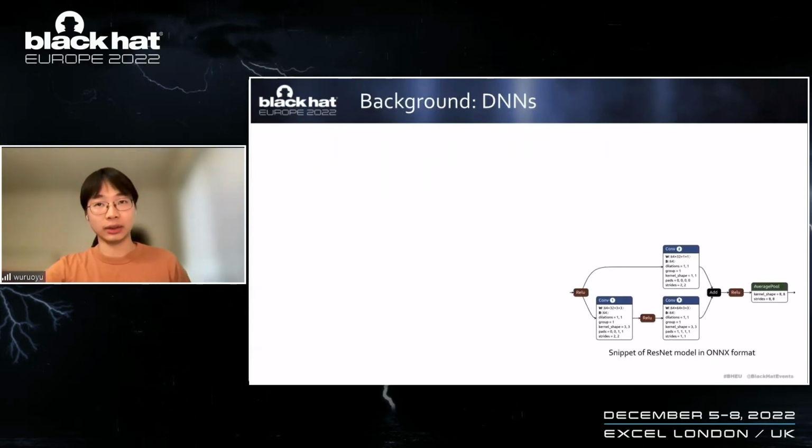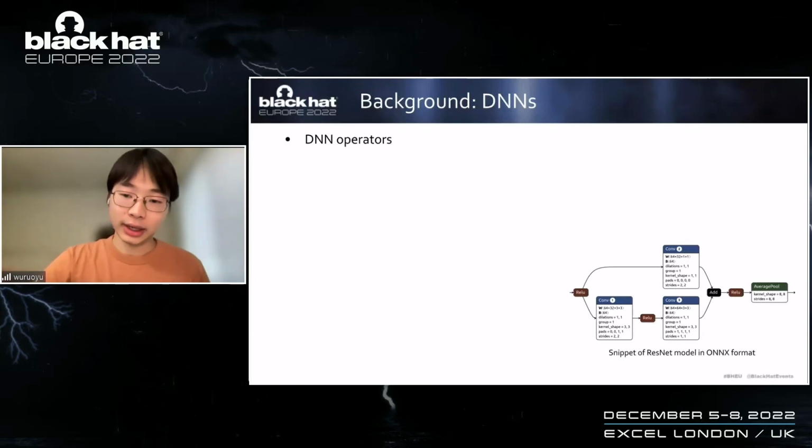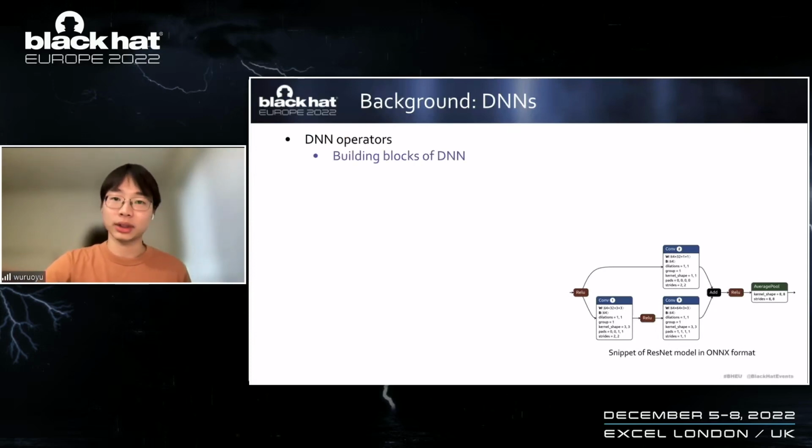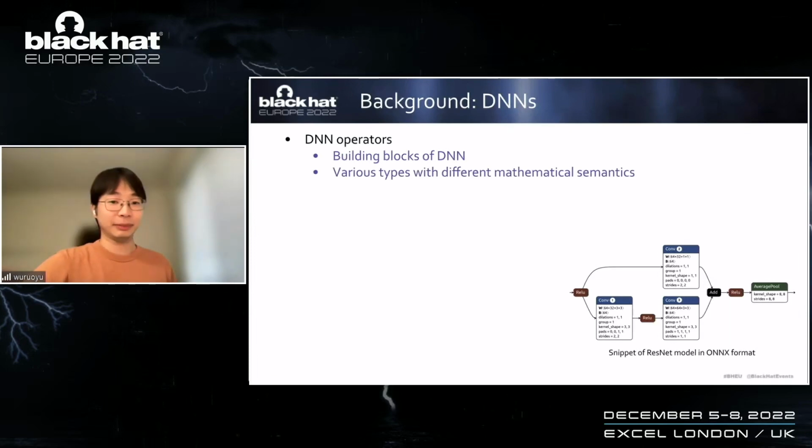Before we discuss the details of our technique, please let me briefly introduce some background about DNNs and how they are deployed on edge devices. The figure below shows a snippet of a ResNet model represented in ONNX format. In the figure, each box is a DNN operator, and DNN operators are the building blocks of a DNN. A DNN operator takes the output of a previous operator as its input and computes the output based on its operator type, parameters, and attributes. We will explain those terms later.